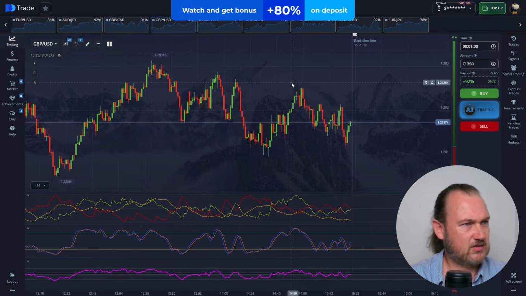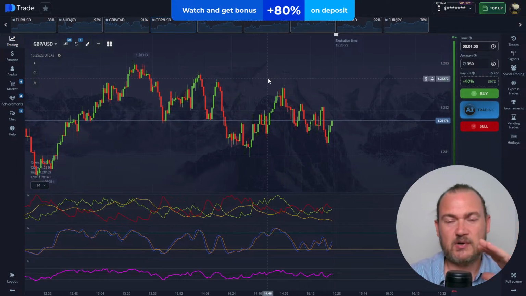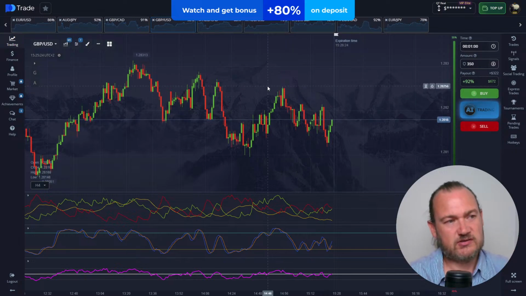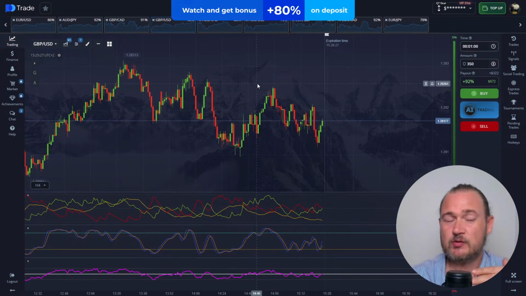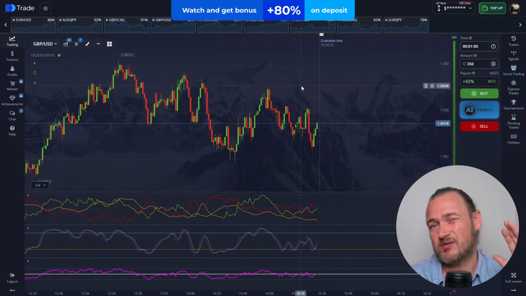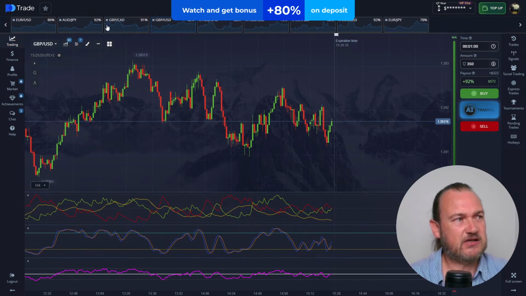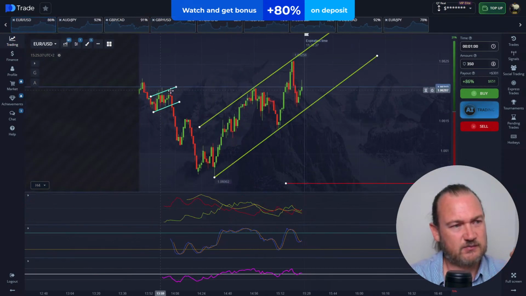Not the nicest of movement. By the way, I'm using a 1 minute chart here today, but it works on all time frames, right? I use this on 10 seconds. I use this on 1 hour and 4 hour charts to identify areas of interest for me.